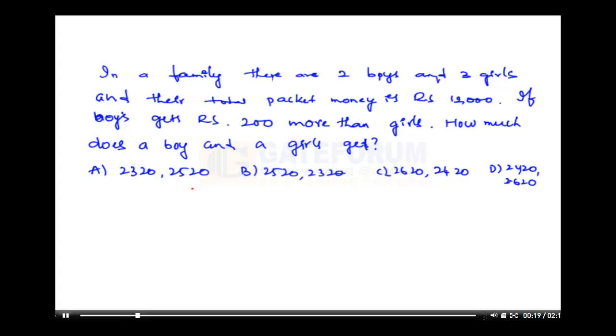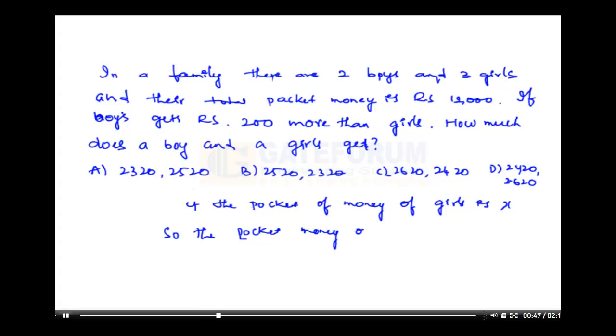Now the problem comes to here. Let the pocket money of girls be X. Already given a boy gets 200 more than girls, so the pocket money of a boy will be X plus 200.